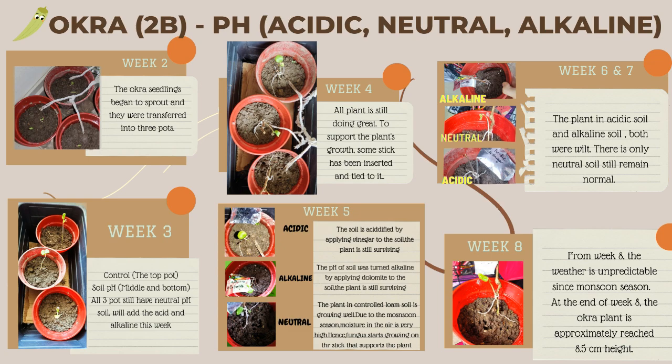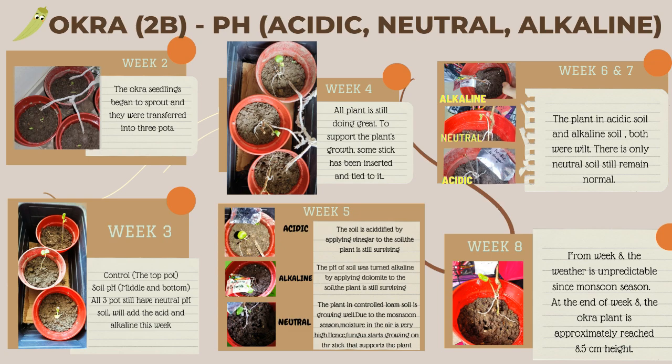By week 5, each plant in acidic, neutral and alkaline soil had grown to a height of 7 cm. When it came to weeks 6 and 7, the okra plants in neutral soil had grown to a height of 7.5 to 8 cm, whereas the plants in acidic and alkaline soil had wilted.